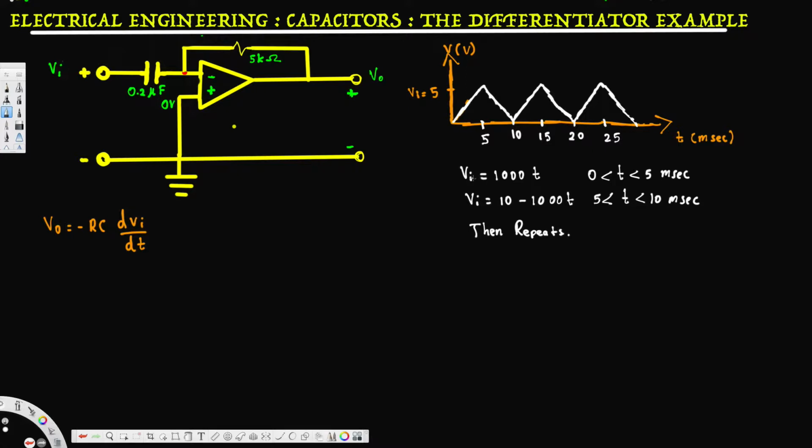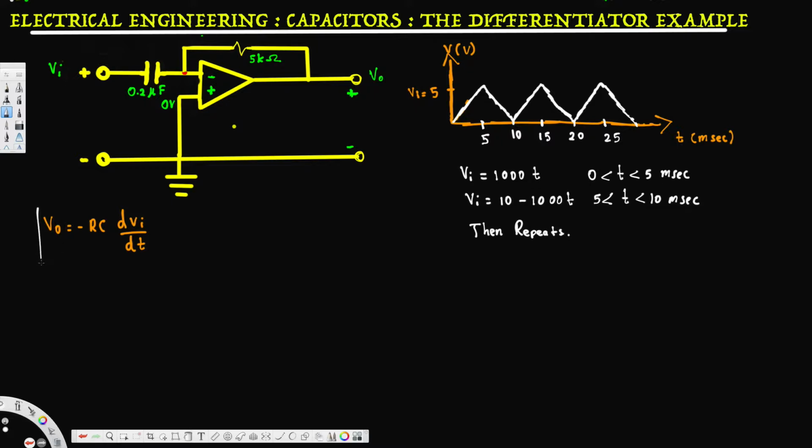So when the time is 0 to 5 millisecond, we have 1000 t, or we can say 1 volt per millisecond. Milli means 10 to the power minus 3 in the denominator, and that's how we got 1000. And from 5 to 10 millisecond, it's 10 minus 1000 t, and we are going to calculate the voltage output in each time. We are going to see these two examples, and we are going to find out the V out for these two times. Okay, now let's go ahead and do that.